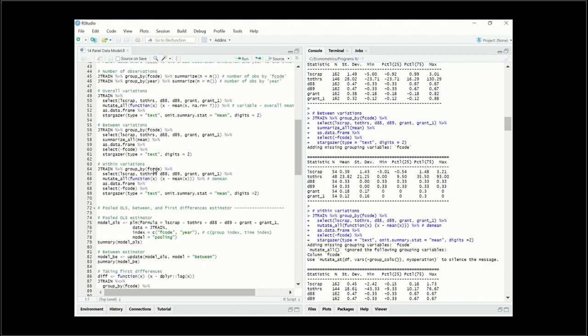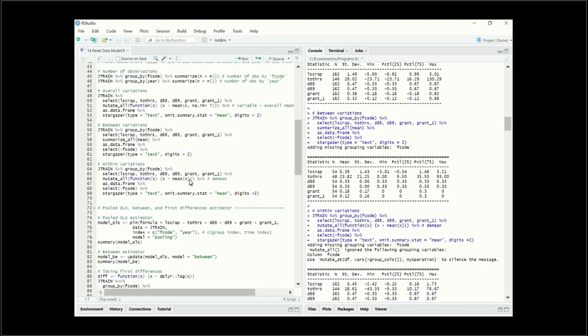So for the last one, for the within variation, we're again going to be grouping by F code. But here the function x is going to be like x minus the mean of x. So now notice that because we have already grouped by F code here, this mean of x is going to be the mean for each firm. So that's going to be the mean for each firm, and this is going to be the individual value of each firm. So now we have the value minus the mean for this firm, and that's called demeaning the data.